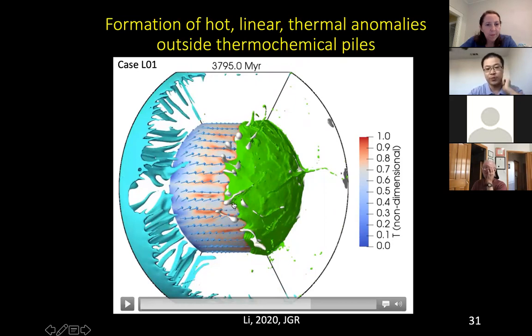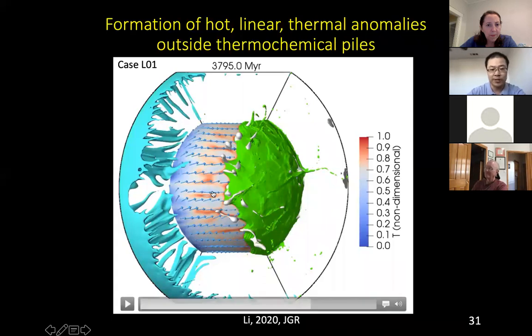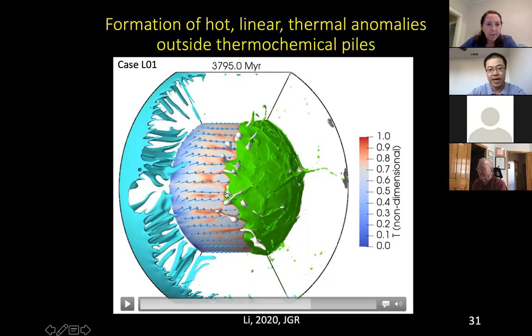outside the thermochemical pile, these regions are relatively cold, but very interestingly, we also see lots of hot thermal anomalies in these relatively cold subduction-influenced regions, right? And they have a linear-like structure, extend in the same direction as mantle flows, and connect to the edges of the thermochemical pile, where the mantle plumes form.